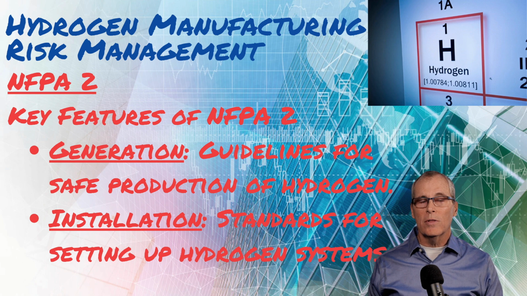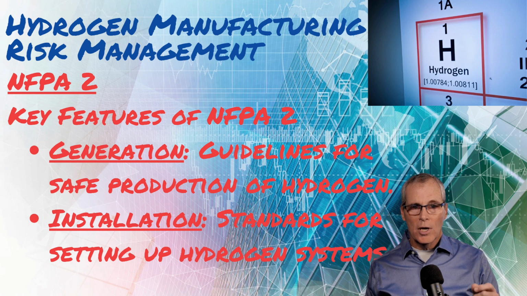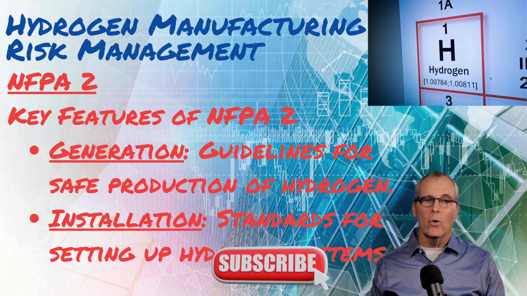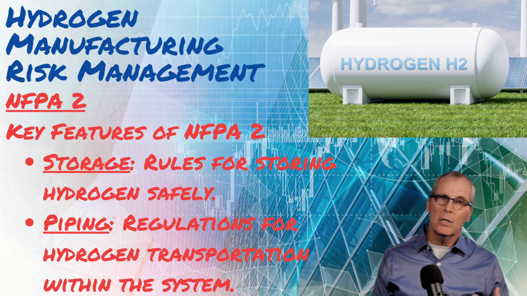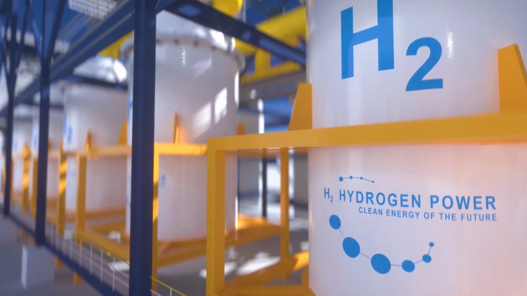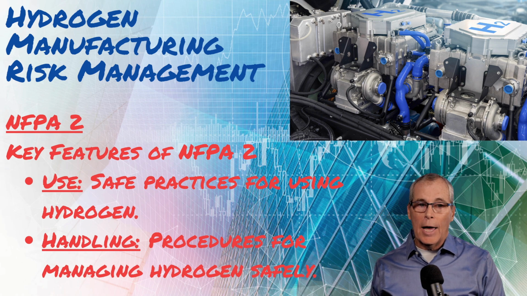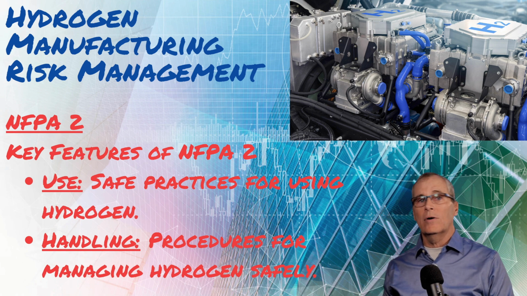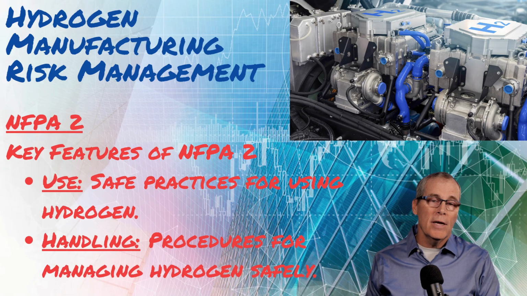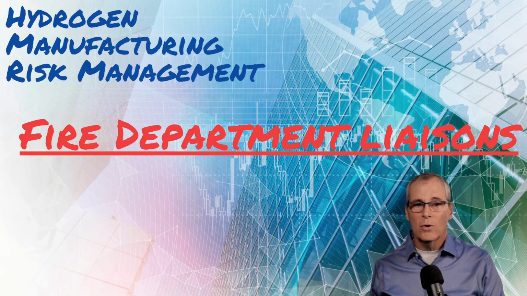Hydrogen, NFPA 2, some of the key features of NFPA 2. I'm not going to go all the way into the entire code and tell you what it says, but for just understanding what it's there for, it covers the generation of hydrogen, installation of the equipment that you're going to use in a hydrogen facility, how you'll store your hydrogen safely, rules on the piping and the fittings and all the components that you use to carry hydrogen, how you use hydrogen safely, whether in a component in a machine or in a process. Getting it from where it's made to where you need it is important. So handling procedures are also covered in NFPA 2.